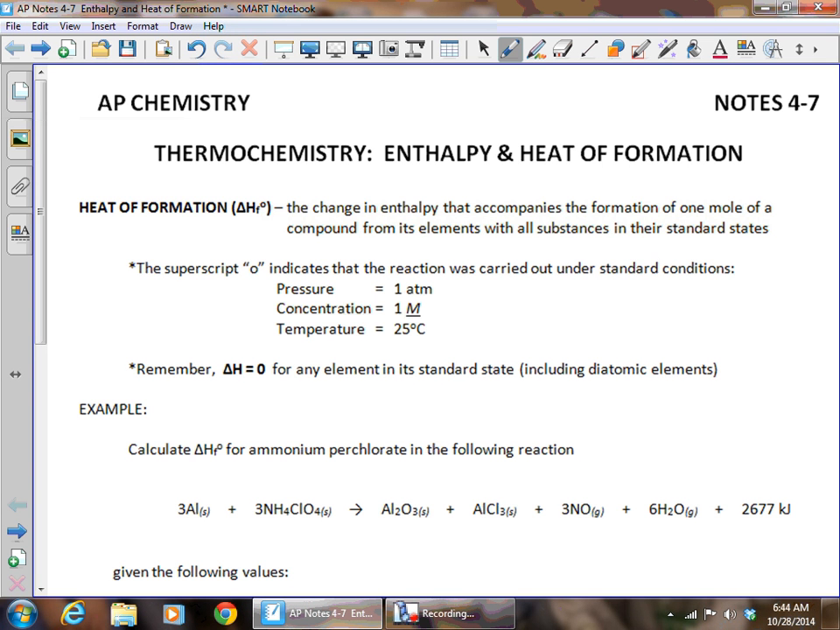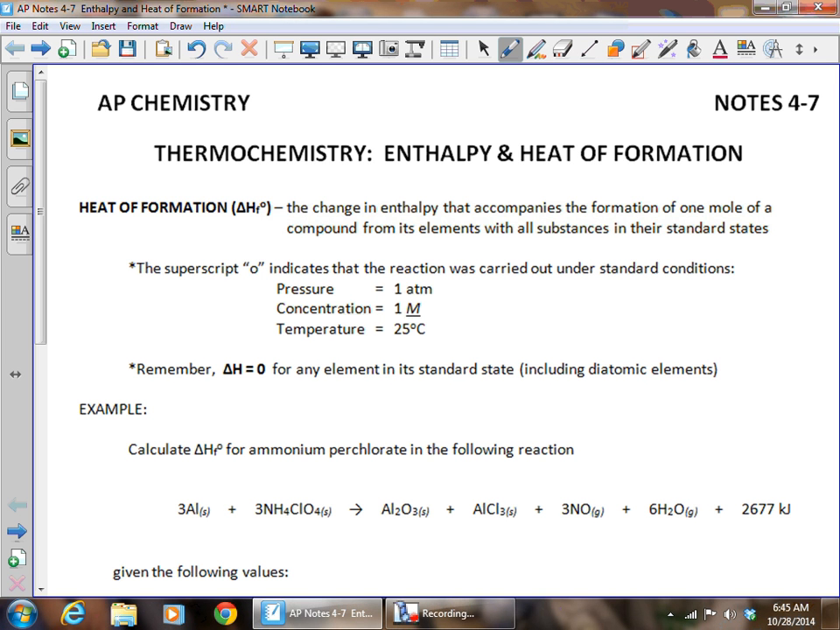Today we want to talk about enthalpy and the heat of formation. Heat of formation, remember, is the change in heat that accompanies the formation of a compound from its elements. And we've done calculations with heats of formation before when we were figuring out the entire heat of reaction of a particular chemical reaction. But I want to show you some different types of problems that you might encounter with this concept.